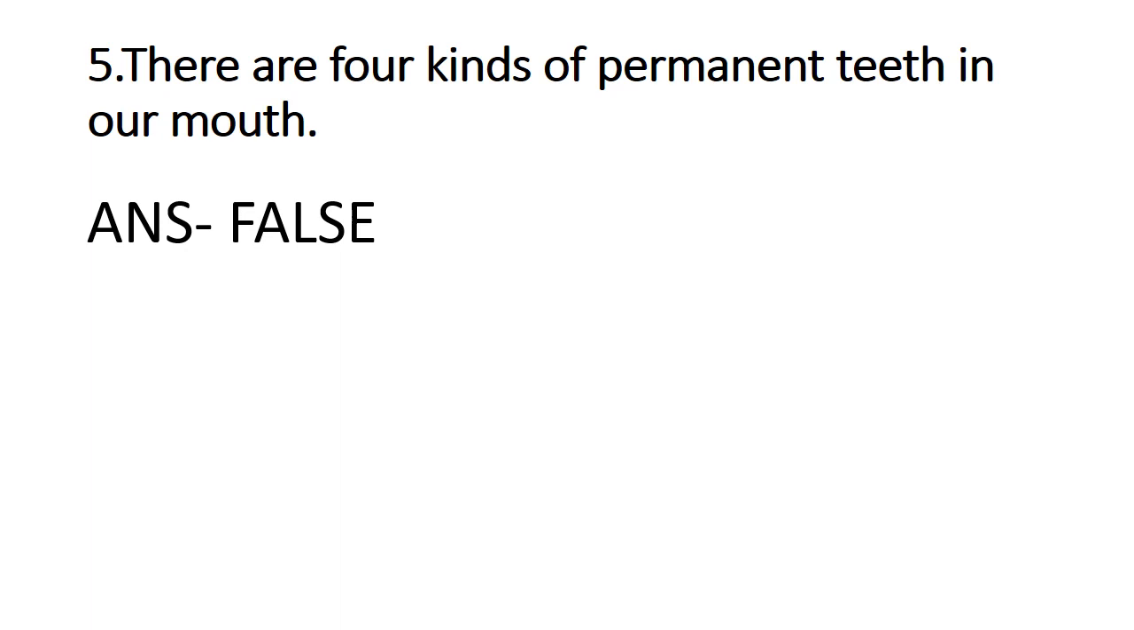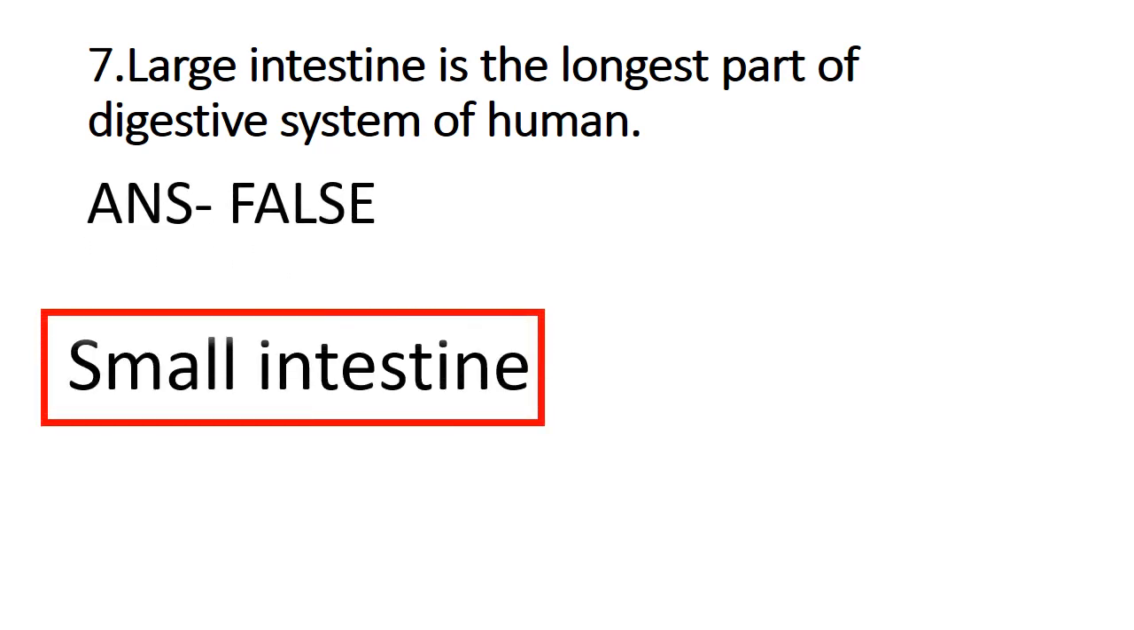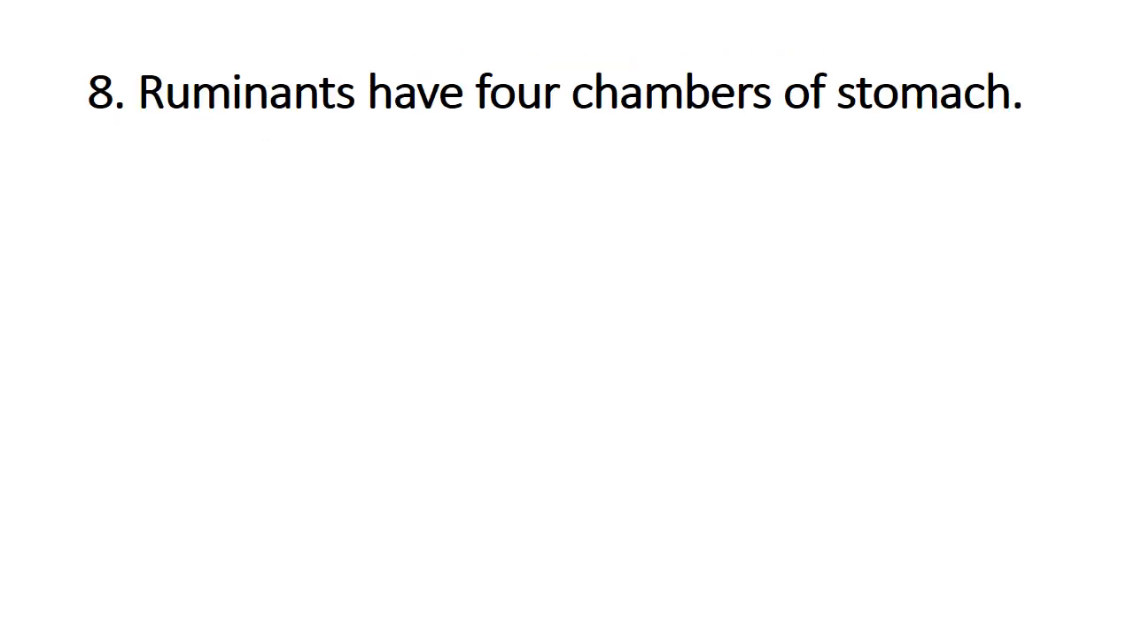Let's move on to the sixth question. I have written 7. Large intestine is the longest part of digestive system of human. Which is the longest part? So this statement is a false statement. The longest part is small intestine. Let's move on to the next question. Ruminants have 4 chambers of stomach. So this statement is a true statement. The curd-chewing animals, which are known as ruminants, have 4 chambers of the stomach.